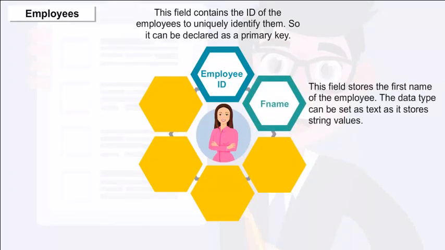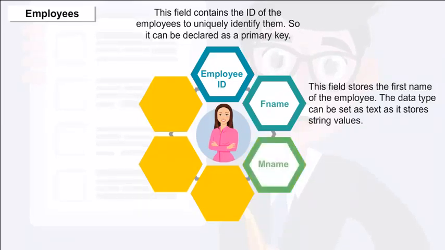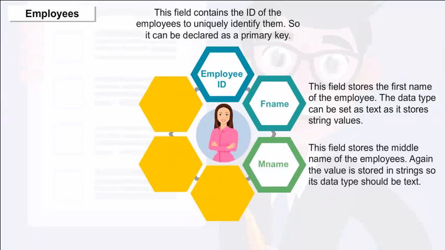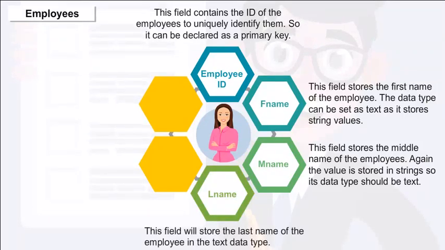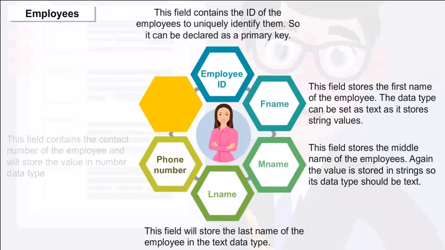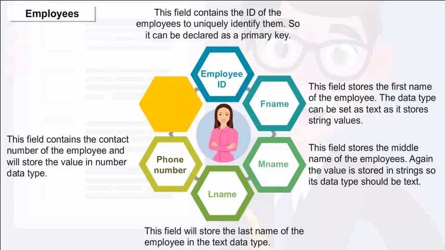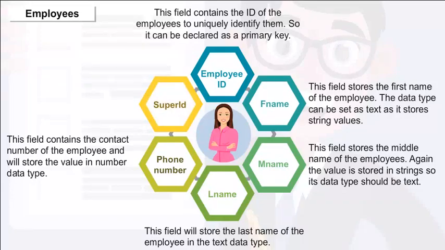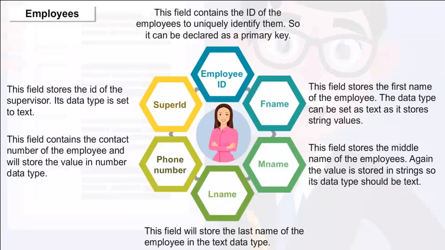Fname. This field stores the first name of the employee. The data type can be set as text as it stores string values. Mname. This field stores the middle name of the employees. Again, the value is stored in strings, so its data type should be text. Lname. This field will store the last name of the employee in the text data type. Phone number. This field contains the contact number of the employee and will store the value in number data type. Super ID. This field stores the ID of the supervisor. Its data type is set to text.